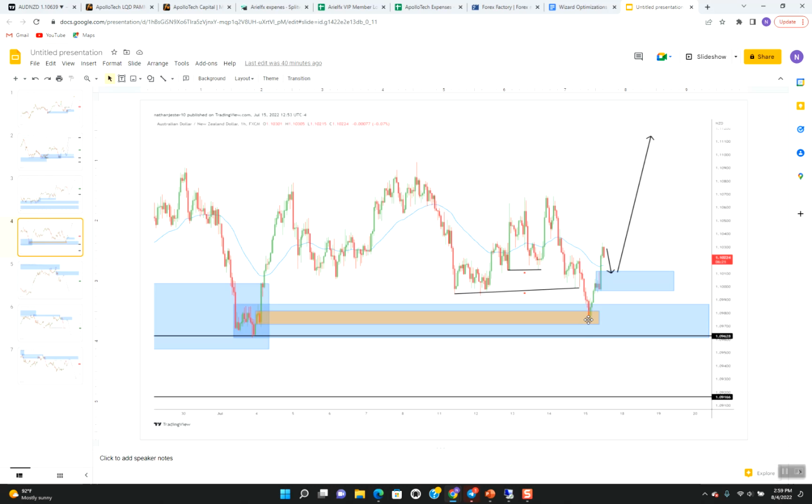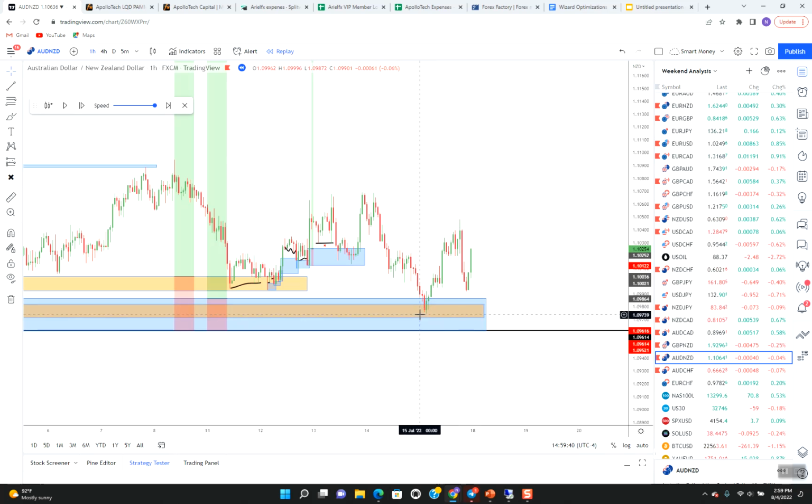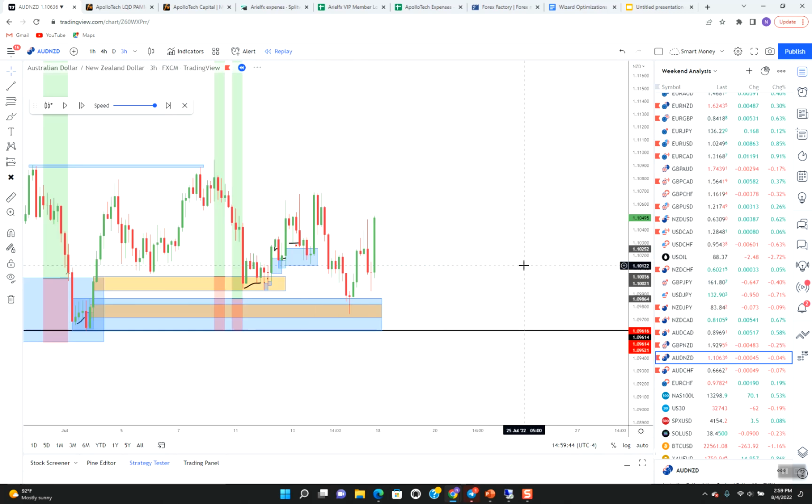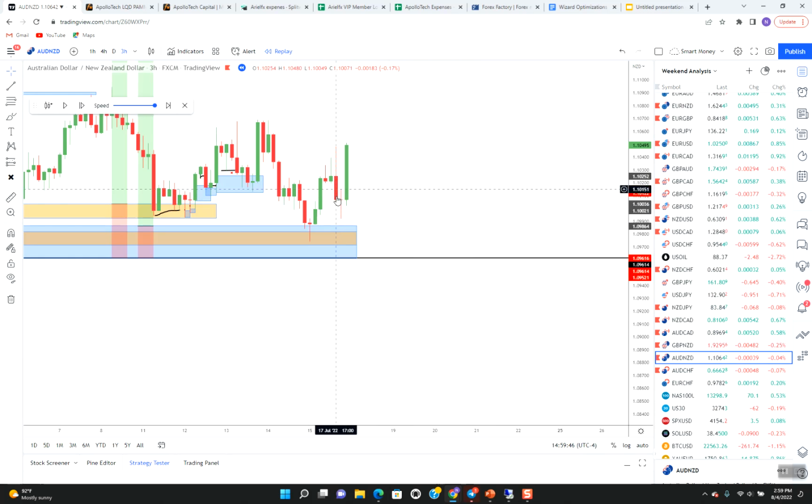Stops were below that low, right? The reason they were below that low is not just because it's structure, that's where we reacted, but also because if we move to the 3 hour time frame, we can see that we could have gone down a little bit further into this level of imbalance between this 1, 2, 3 pin pattern.